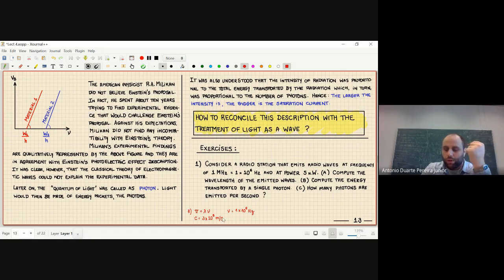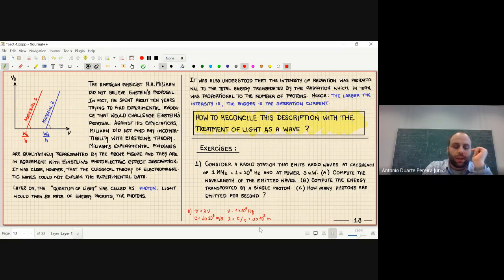So I know C and I know nu, so I can find what lambda is. Lambda is just C over nu, which is 3 times 10 to the 8 divided by 1 times 10 to the 6. Well, this will give 3 times 10 to the 2. And what is the unit? The unit is meter. So this is 300 meters.